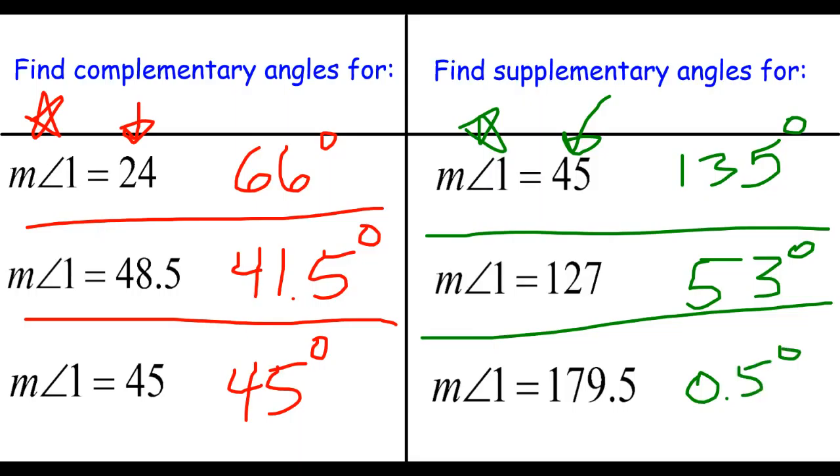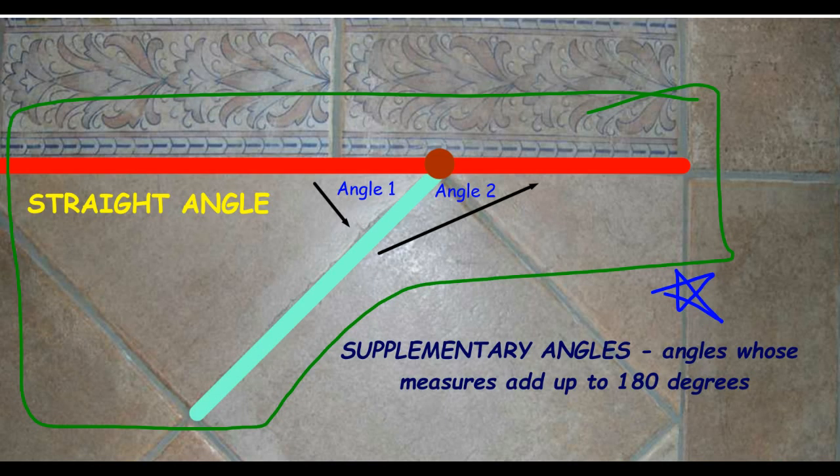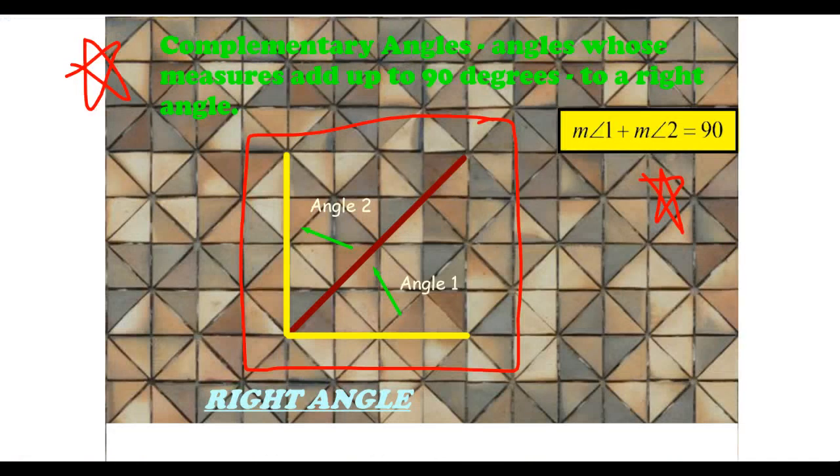So again, when we talk about special pairs of angles, we start with two of the most important ones that we have. One of them is supplementary angles to create a straight angle. Angles whose measures add up to 180 degrees are called supplementary. Angles whose measures add up to 90 degrees are called complementary. And those are the first of several special pairs of angles that we'll be talking about in this geometry course.